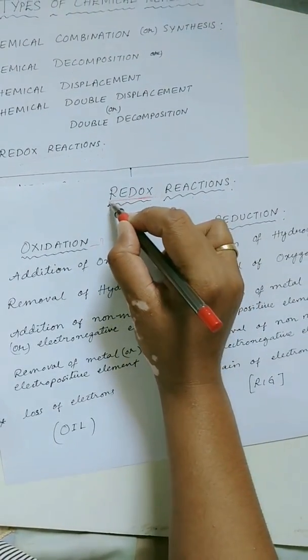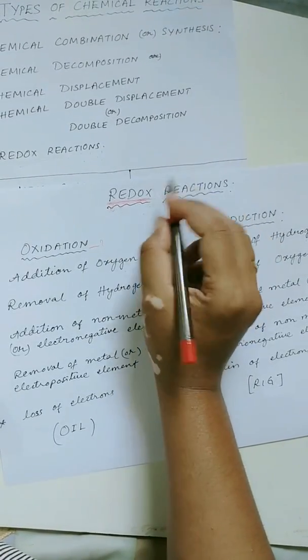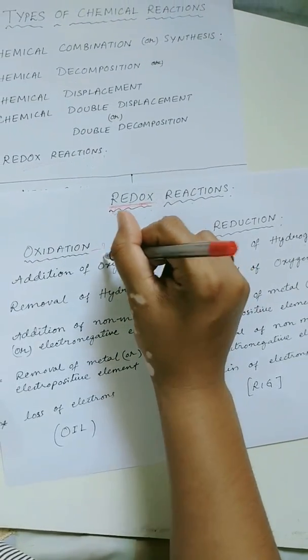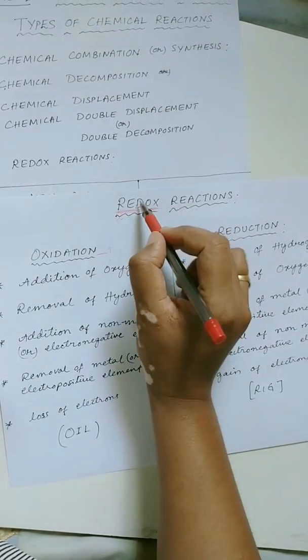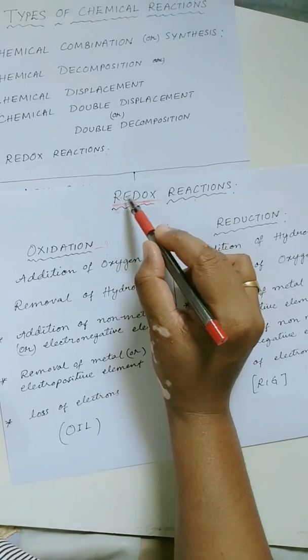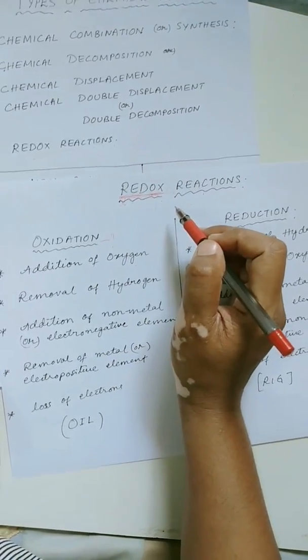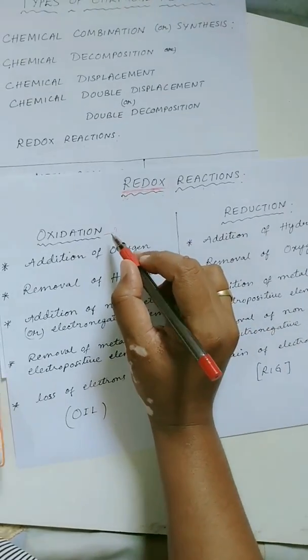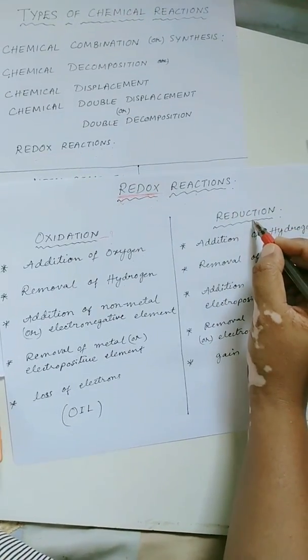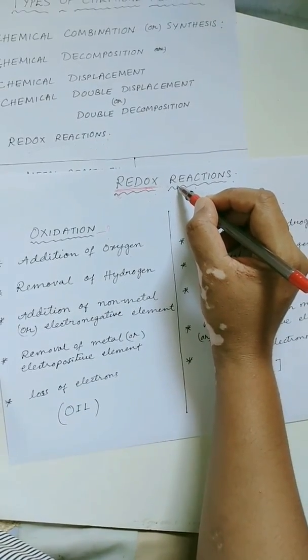Redox reaction, as you can see in the name itself, red stands for reduction and ox stands for oxidation. I repeat, redox reactions are those reactions in which both reduction and oxidation happen simultaneously. Let us learn about oxidation and reduction in detail before going to the examples of redox reactions.